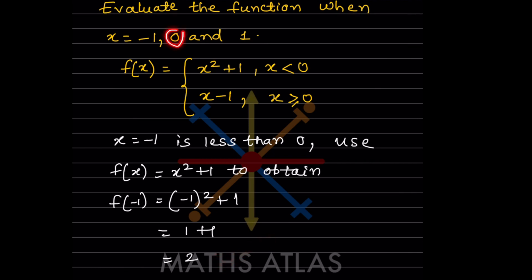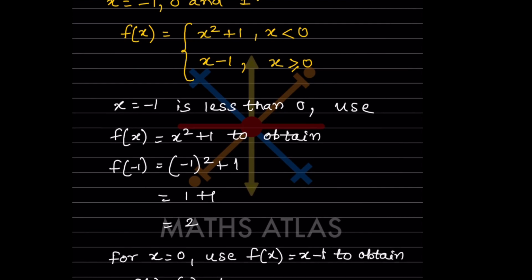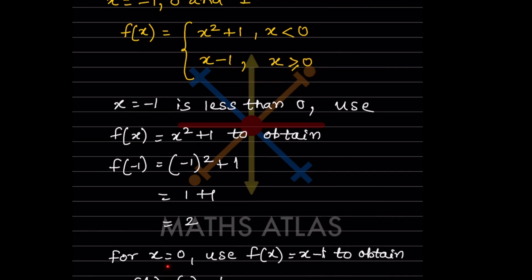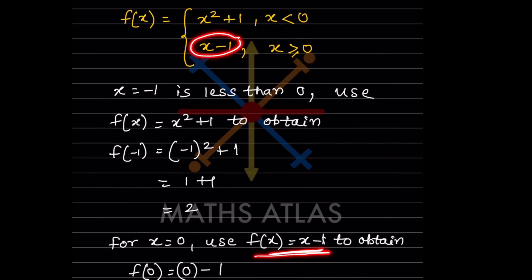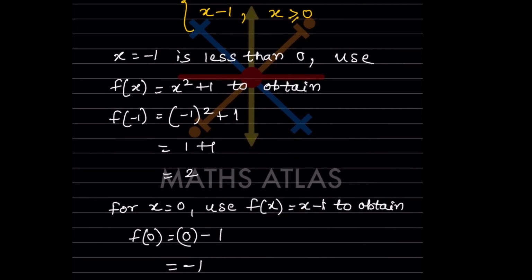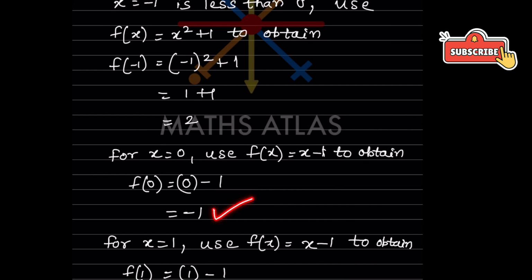Now let us see for 0. So where is 0? 0 is in this part. Can you see here? x minus 1, this is given when x is greater than or equal to 0. So you are going to use this one, x minus 1, for 0. So for x is equal to 0, use f of x is x minus 1. In place of x, you are going to put 0, and this is minus 1. So 0 minus 1 is going to be minus 1.